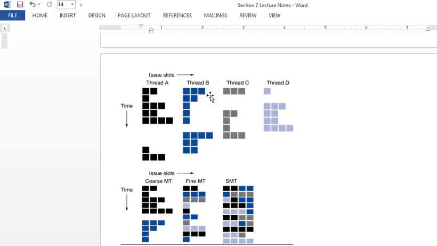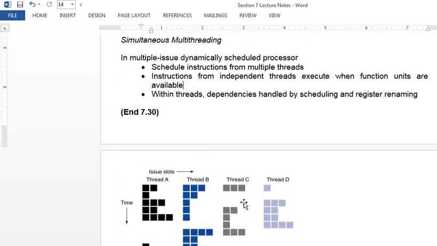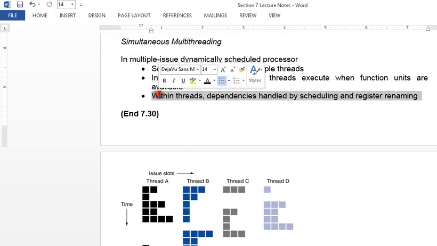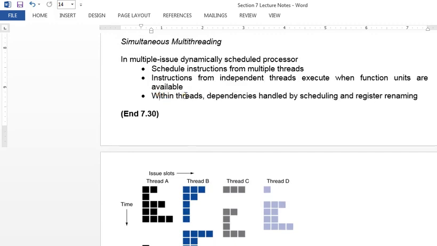And then the next cycle, the first thing it's going to do is go to the remaining one from thread B. And then we have three left. Well, thread C just happens to have three, so it's going to do those. And then the next thing it's going to do is going to do one, one, and two. One, one, and two, right? For those of you watching the video, one is thread D, two is thread A, so that's this one and this one, and then it's going to do the other two from thread B. So that's simultaneous multi-threading. So within threads, dependencies are handled by scheduling and register renaming.